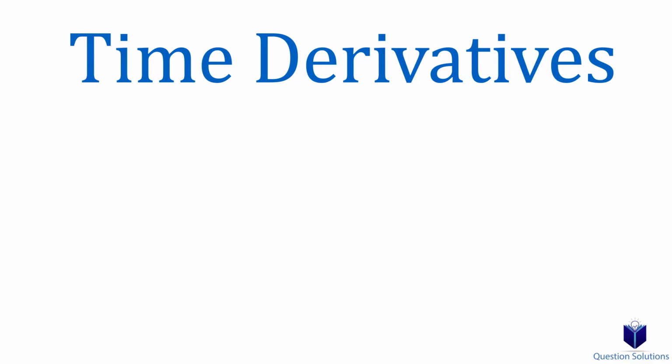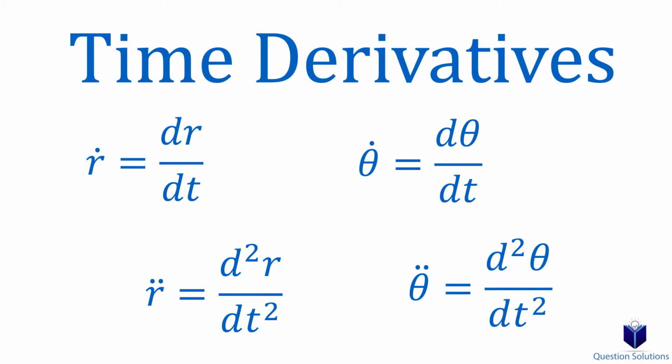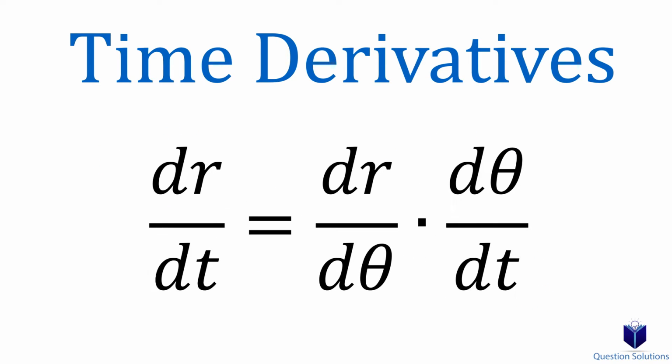When doing curvilinear motion, especially with polar coordinates, you will probably have to do a few time derivatives. I'm going to quickly show you how to do this with a few examples. The main principle behind it is the chain rule from calculus.